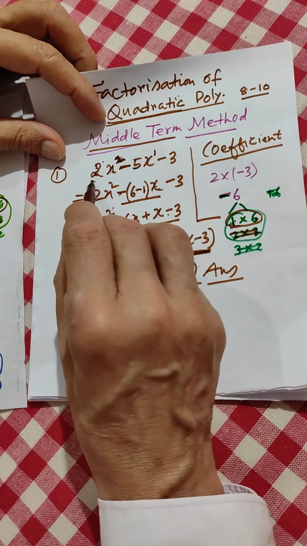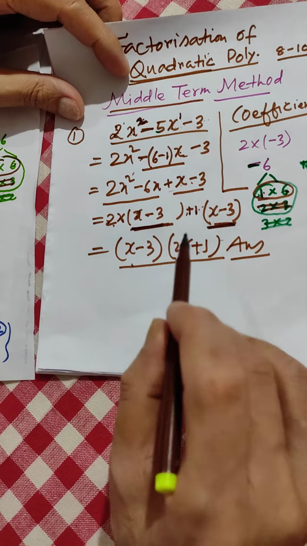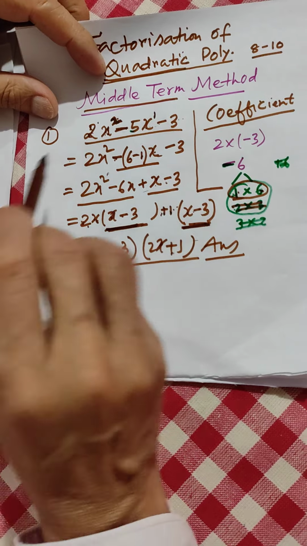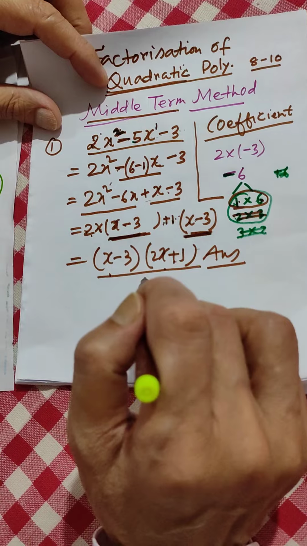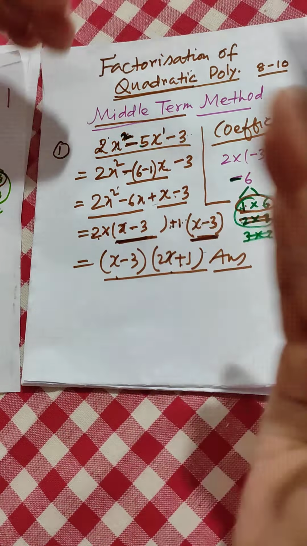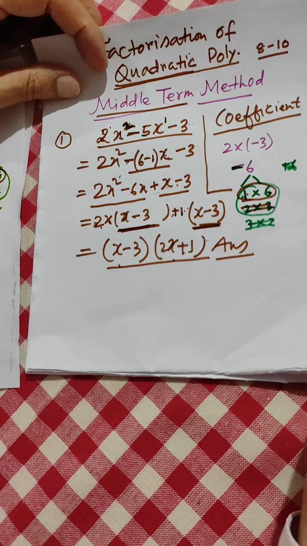So we have got two factors. Now why have you got two factors? Because this is quadratic. If the degree is 2, there will be two factors. If degree 3, there will be 3 factors. If degree 4, there will be 4 factors. It goes that way. You follow?